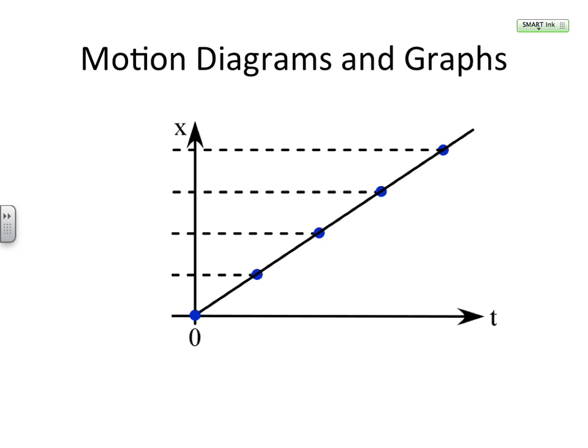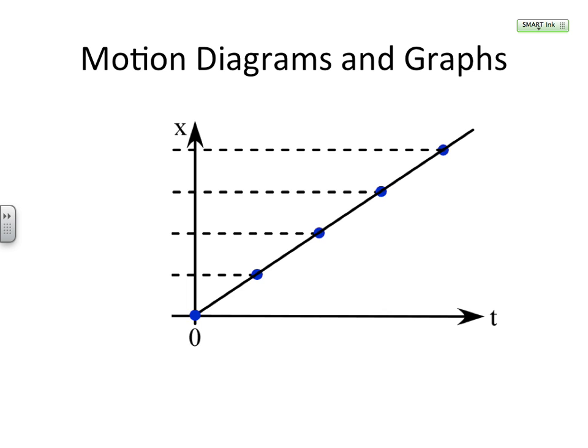Now, motion diagrams and graphs say the exact same thing. So if you take a look at the motion diagram and the graph that I have here, I know that my object starts at a starting position of 0 meters. I know that my object goes in a positive direction because I have a positive slope. I know that my object does not speed up or slow down, but instead travels at a constant velocity. I know this because it is a constant slope.